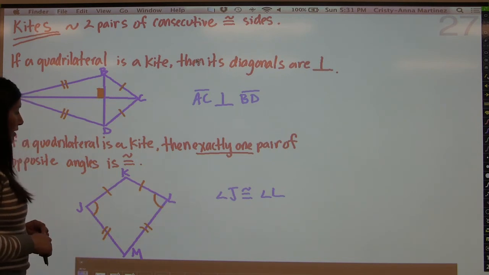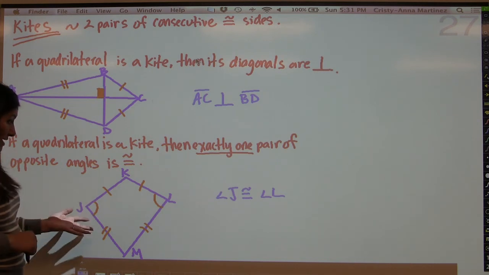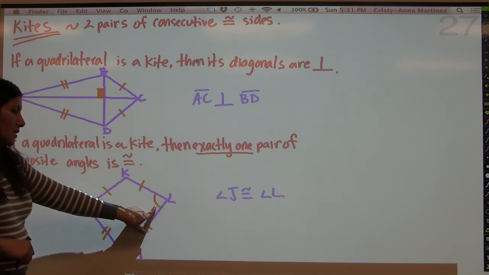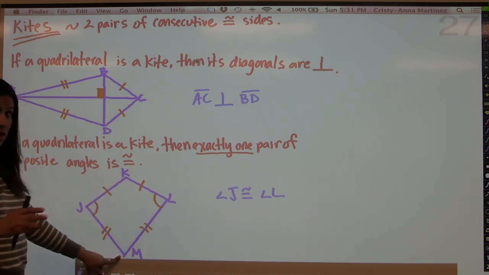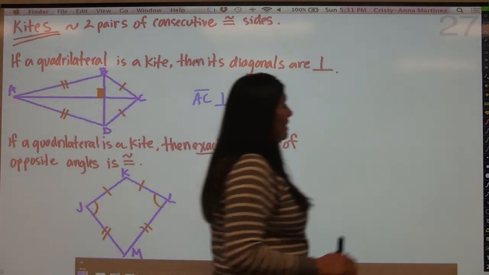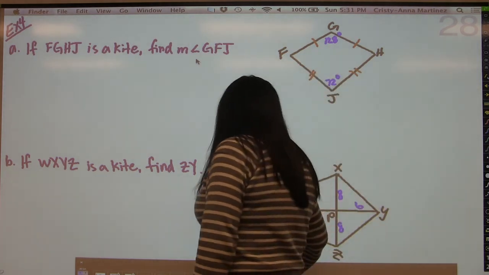In the case of a kite, you only have one pair of opposite angles that is congruent. So like in this case, it would be angle J and angle L that are congruent. So angle K and angle M would not be congruent in this case. All right, so we're going to use that information to do example 4.